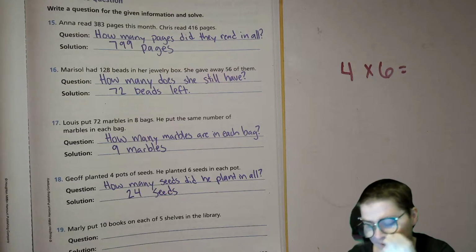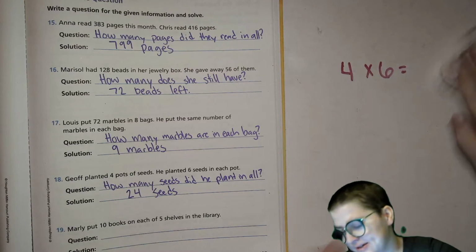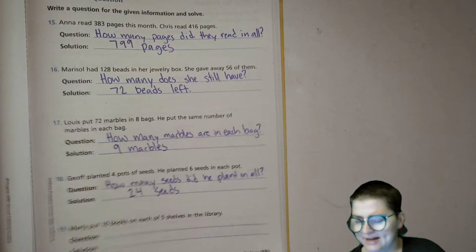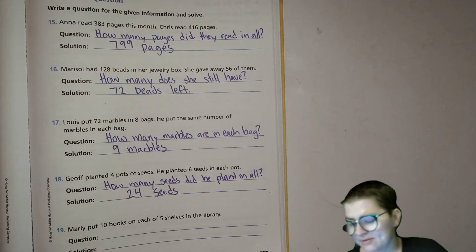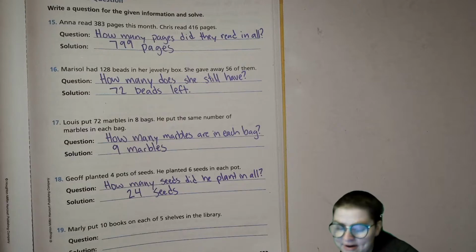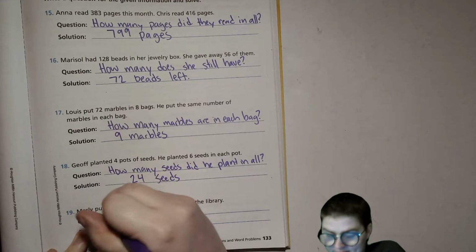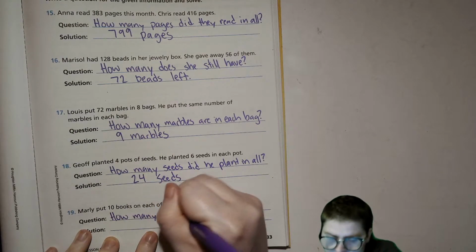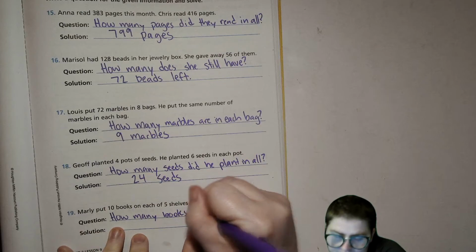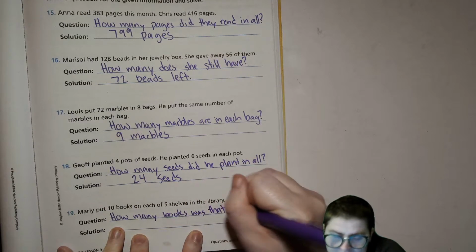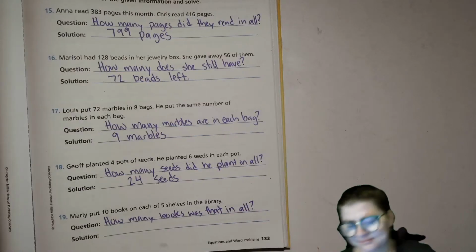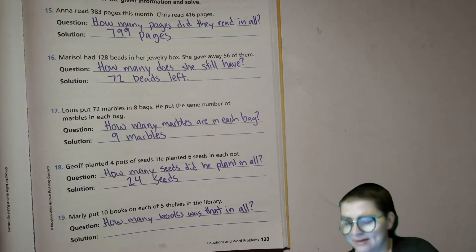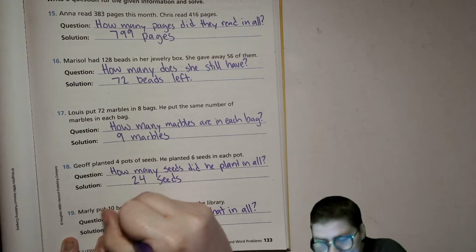Okie dokie. Marley put 10 books on each of 5 shelves in the library. So it's 5 groups of 10, right? So I guess the question could be how many books in all? So that's 10 times 5, which is what? That one's an easy one. 10 times 5 is 50. 50 books.